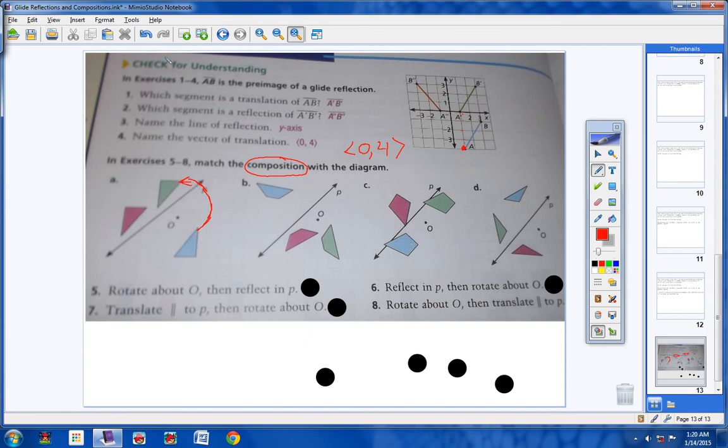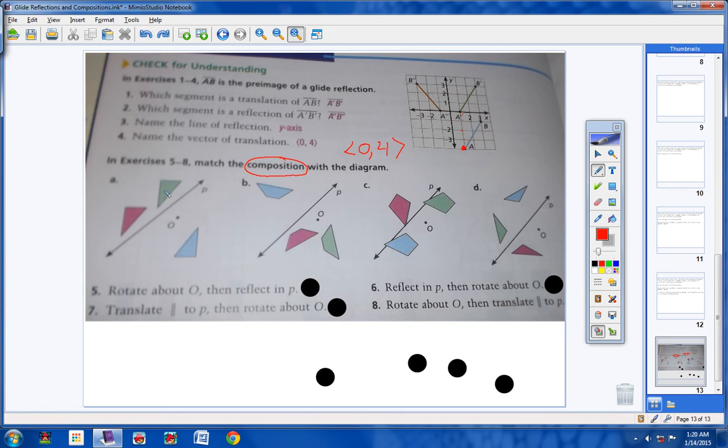So we start off with a rotation. So let's see which one of these start off with a rotation. Okay, 5 does, and 8 does. So we know the answer to A is going to be 5 or 8. So here's what we did. We rotated here to here.